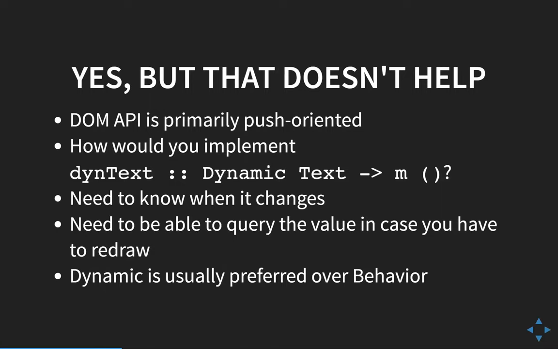In web programming, the general rule is that dynamic is usually going to be what you want over behavior. Behaviors don't end up being used very often. It's almost always dynamic. And in my mind, the way I explain it to myself is that you just need to be able to redraw things at arbitrary times.